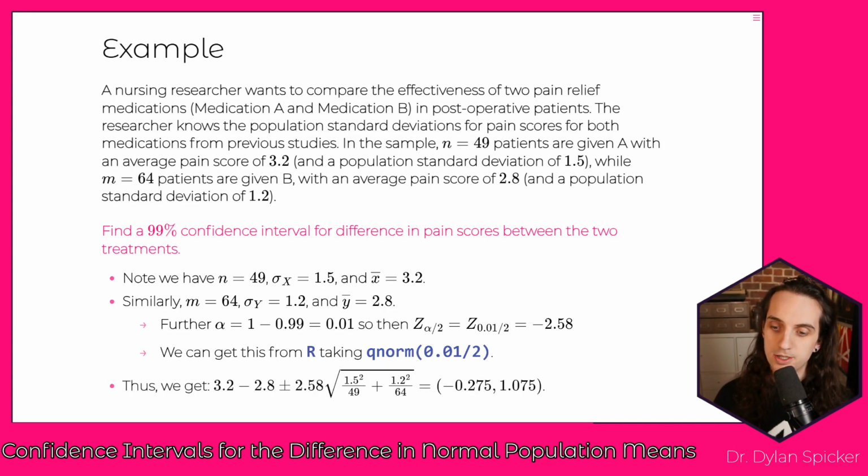So that's all of the information that we need. Plugging into the formula, 3.2 minus 2.8 plus or minus the critical value times the standard error gives us this interval of negative 0.275 up to 1.075. And so this is a 99% confidence interval for the differences in the average pain scores reported by these post-operative patients, depending on whether they were on medication A or medication B.